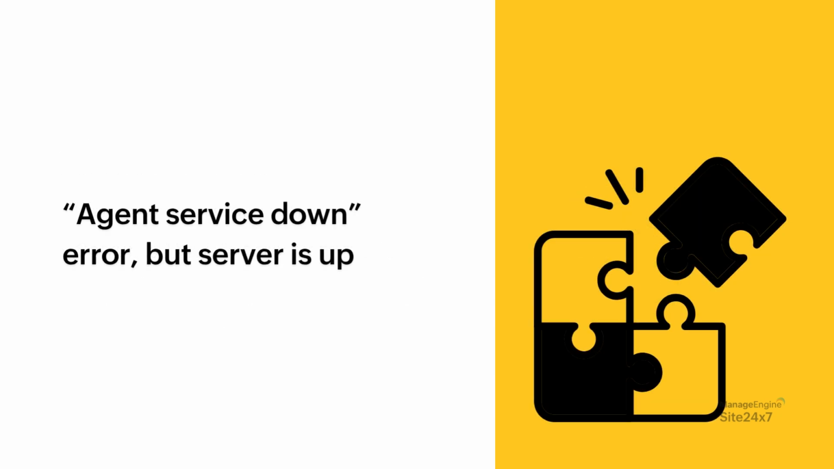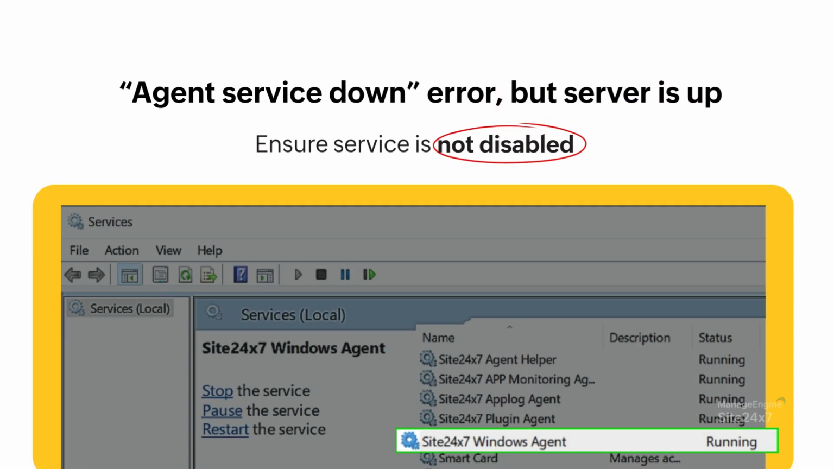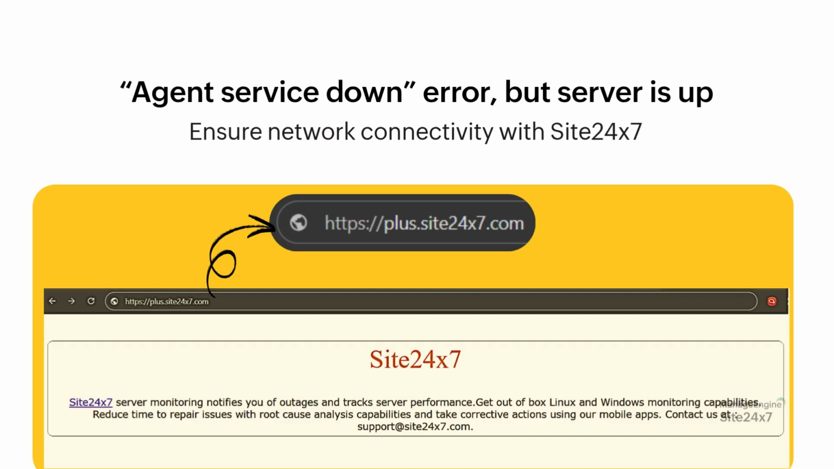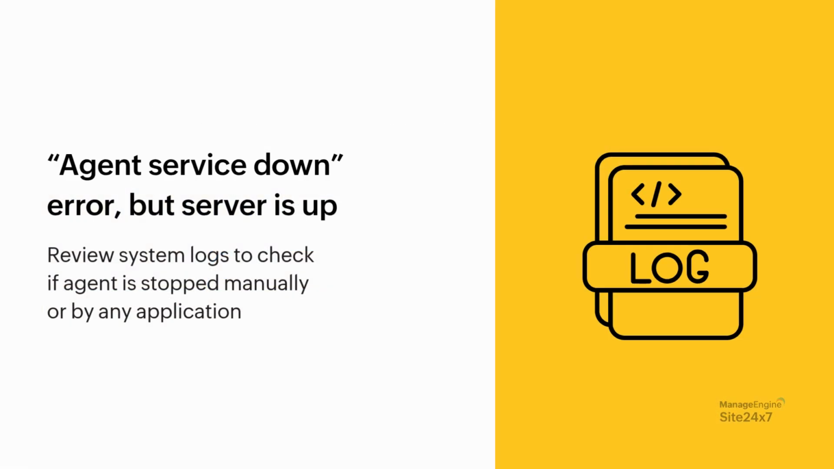Are you seeing an agent service down error while your server is actually up? Verify the service isn't disabled. Confirm network connectivity to Site 24/7. And review system logs for any manual or external application stops.